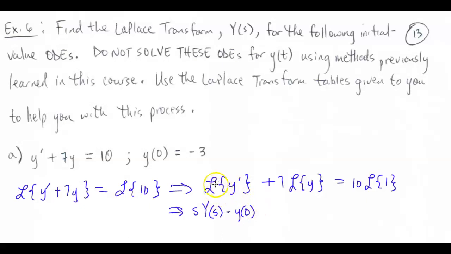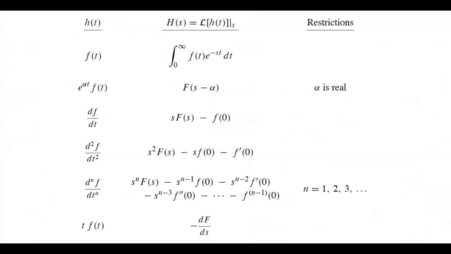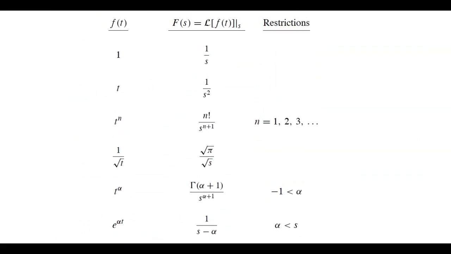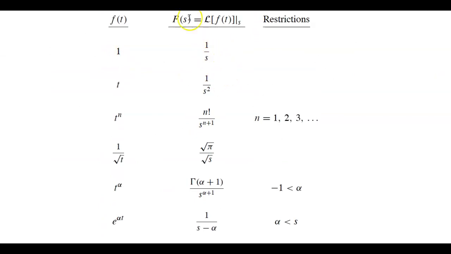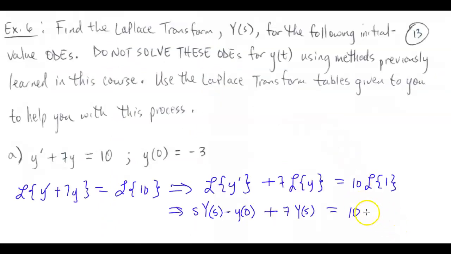Okay, so this term here comprises these two terms, times 7 times, by definition, the Laplace transform of y, which is just big Y of s. And then we say equals 10 times the Laplace transform of 1. If you remember from our tables, that was the very first one, the easy one, just 1 over s. So we'll say that's 10 times 1 over s, so just 10 over s.